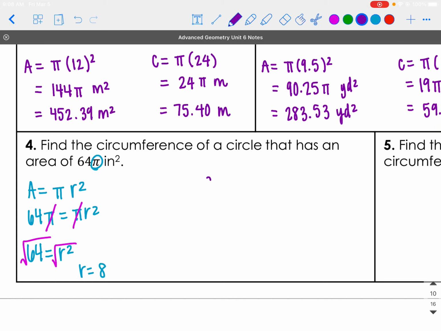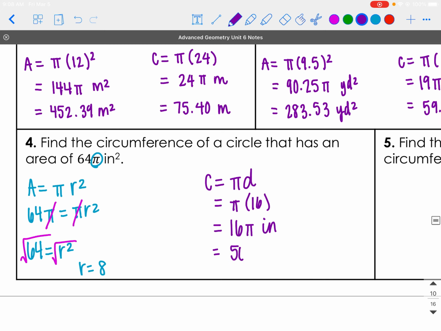Knowing my radius, I can find the circumference. Pi times diameter, so pi times 16, which is 16 pi inches, or if we multiply that out, 50.27.